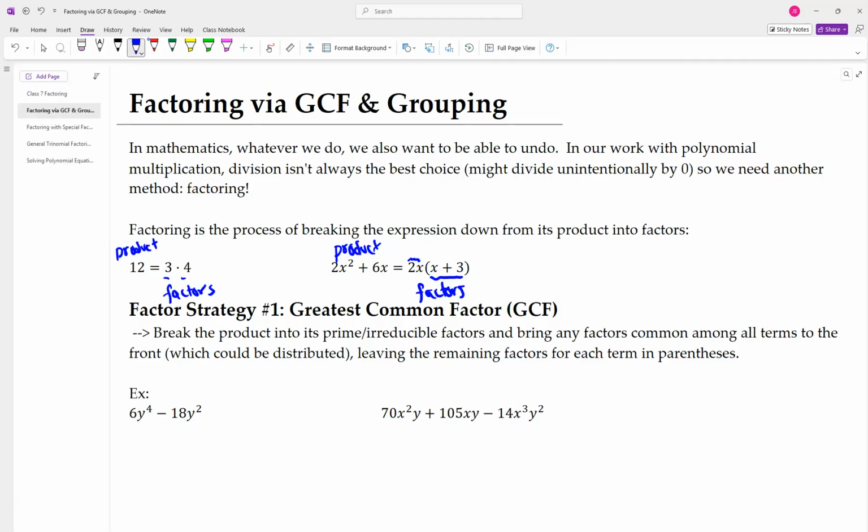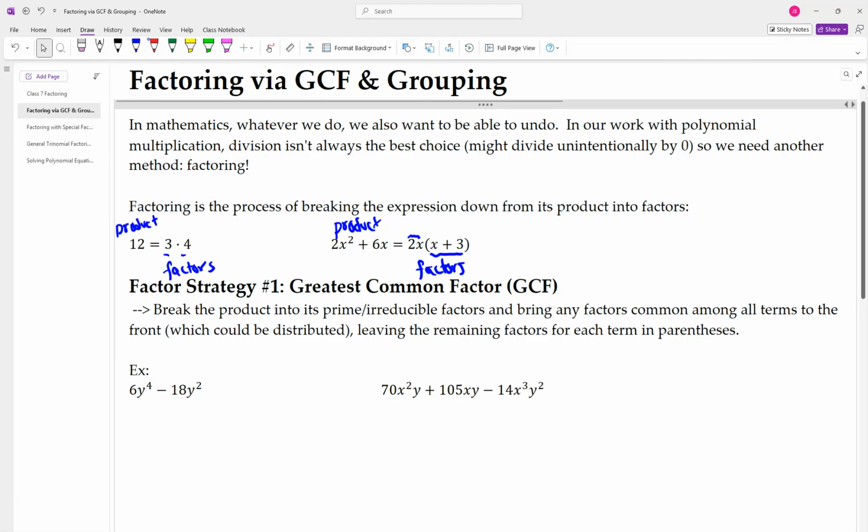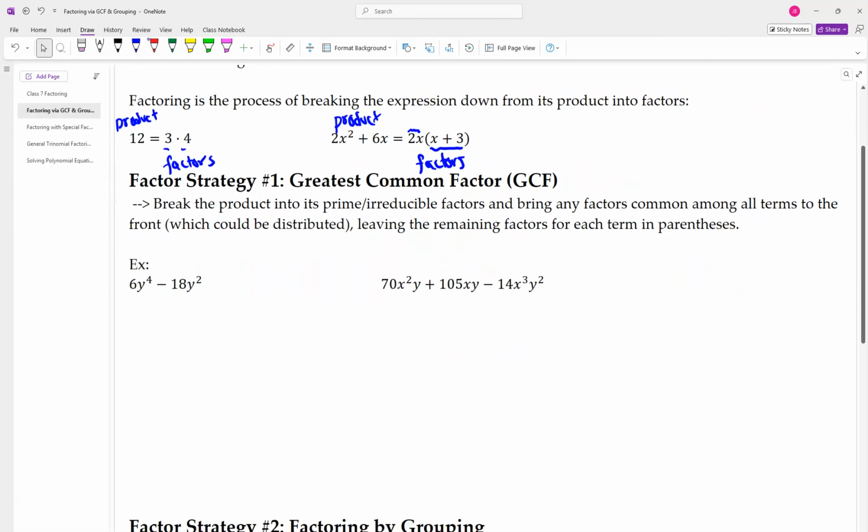Greatest common factor. The idea is look at each term, see what the common factors are, and pull those common factors out in front. If you want to look at the book, I'll do it one way the way the book does it, and then I'll show you how I do it. They say, okay, let's look at each term individually. We're going to break it all the way down into the smallest units that we can. So 6 we can break into 2 times 3.